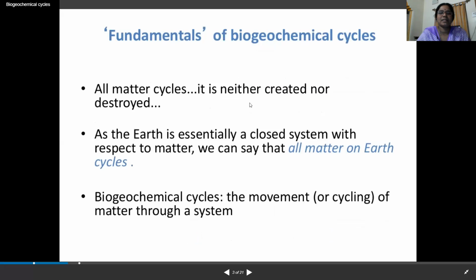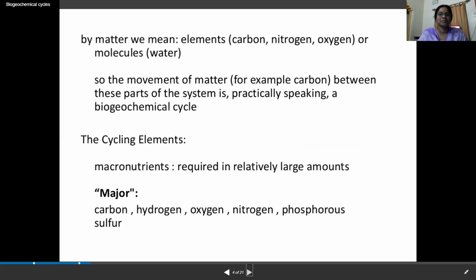What are the fundamentals? All matter cycles; it is neither created nor destroyed, right? As you know very well, this is the fundamental law. Earth is essentially a closed system with respect to matter. So we can say that all matter on Earth goes on cycling. Biogeochemical cycles are nothing but the movement or cycling of matter through a system.